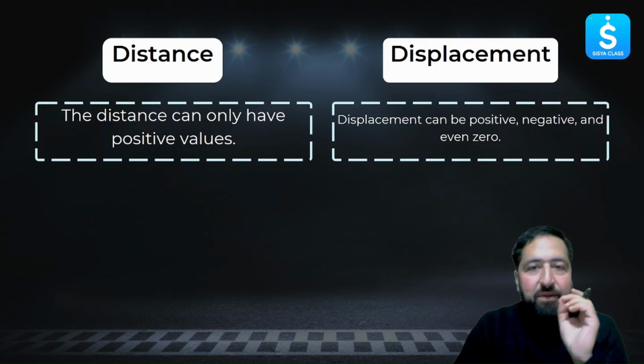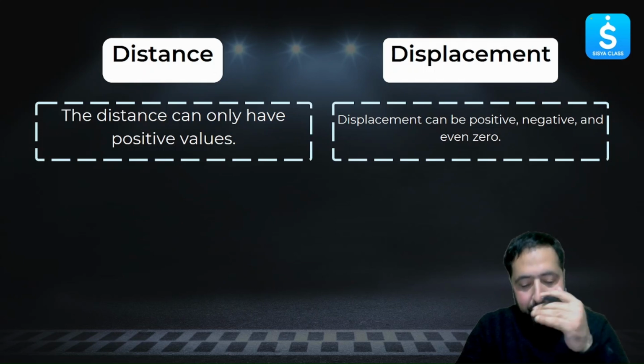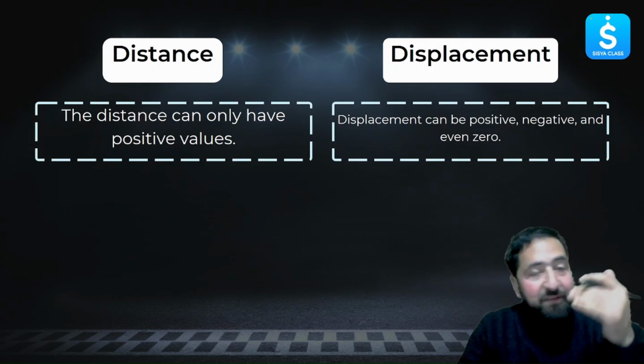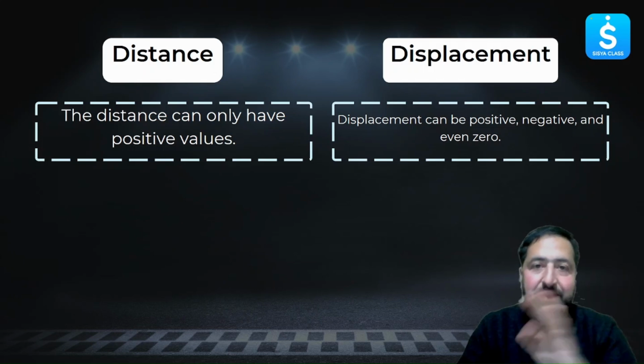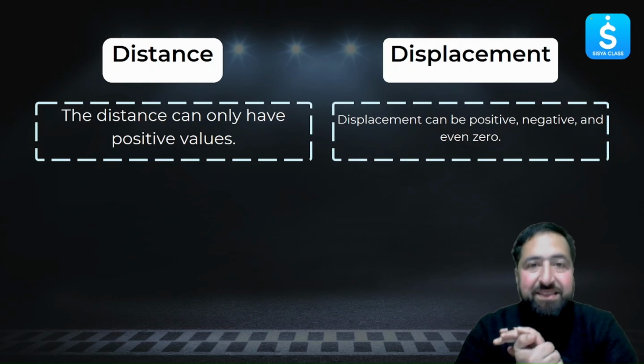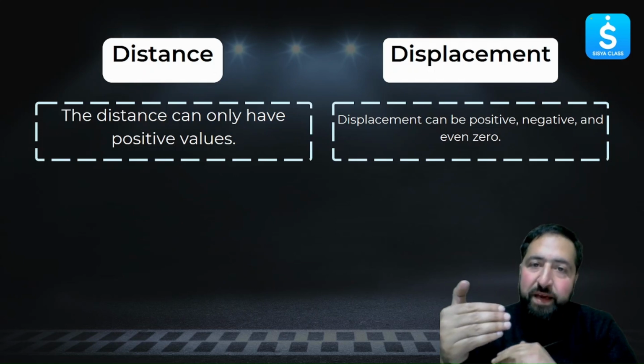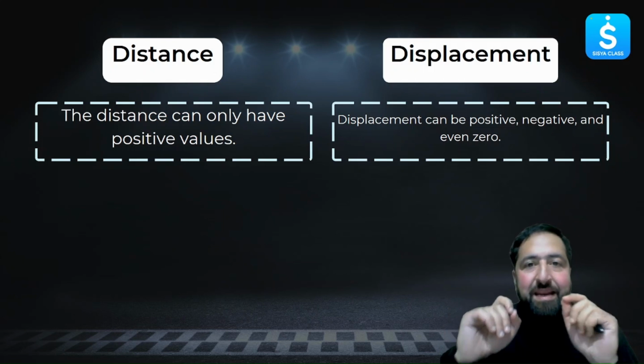Distance can only have positive values. See, if a body is moving, it will cover some distance, it will cover some length. Yes or no? Obviously, if a body is moving, it will cover some length anyhow.